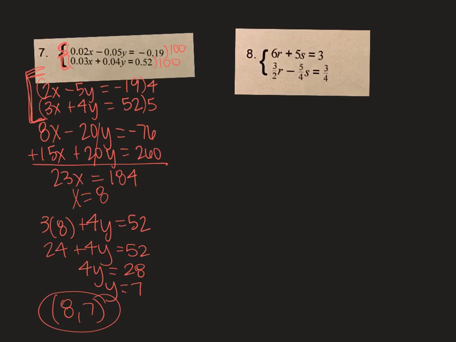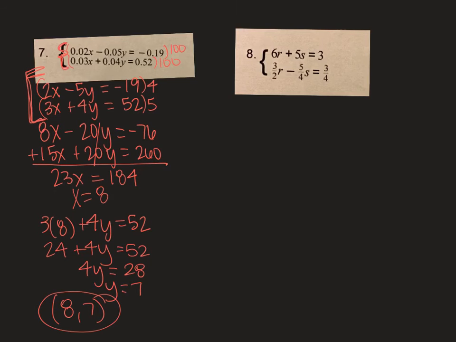Okay. Fractions take kind of the same approach. So our first equation, all whole numbers, so we don't have to change that one at all. The second equation, we have 3 halves r minus 5/4 s equals 3/4. I would suggest getting rid of the fractions. So multiply by a number that will get rid of all of those fractions.